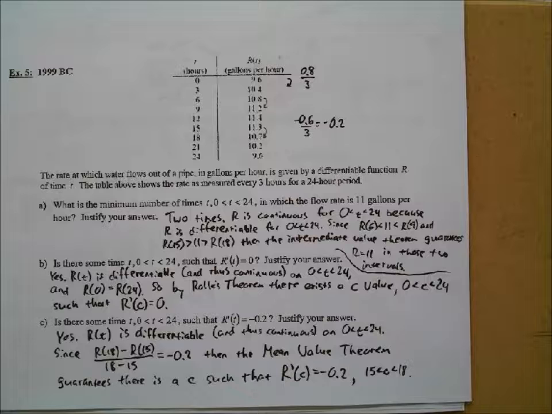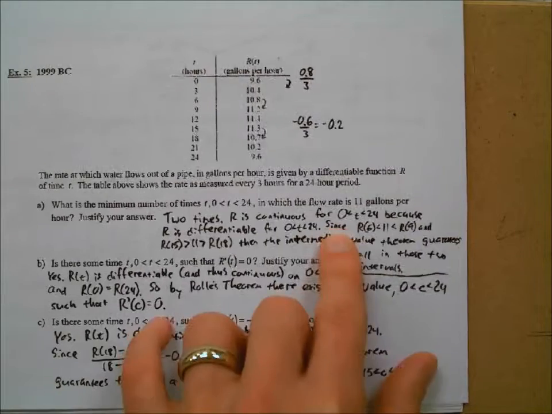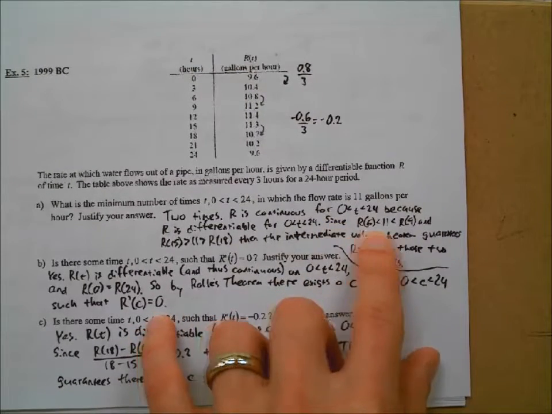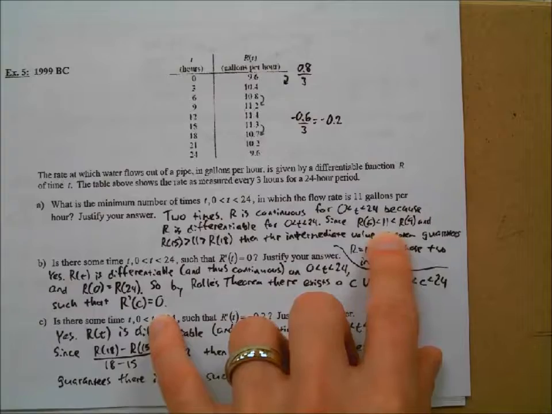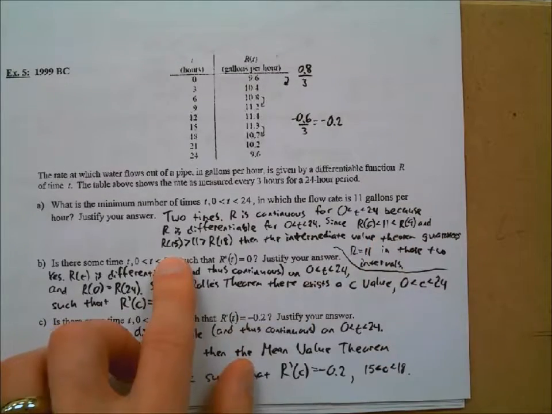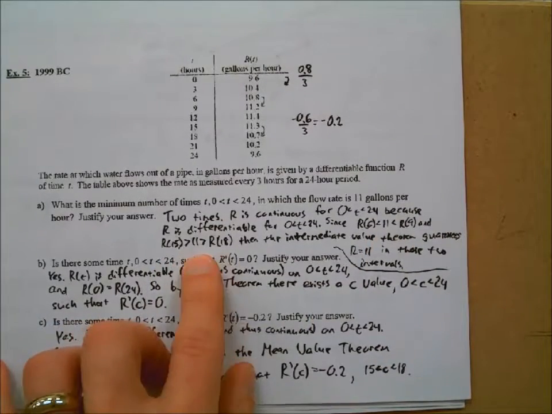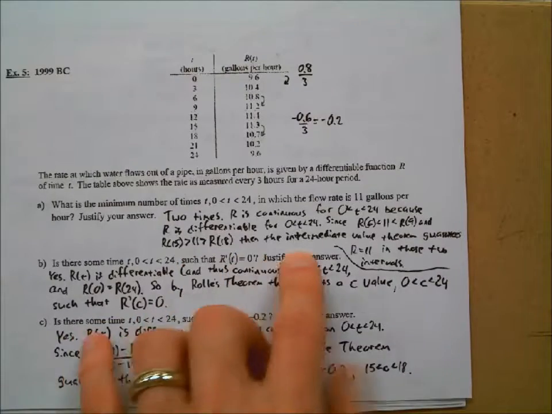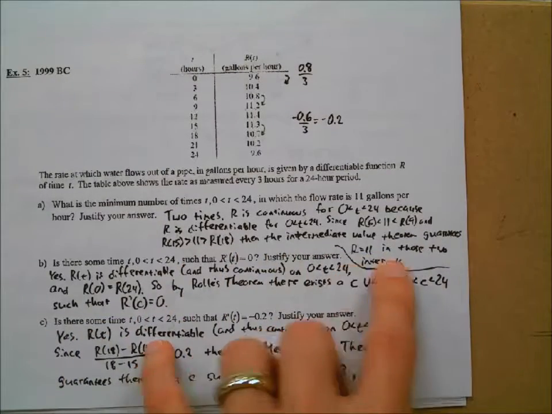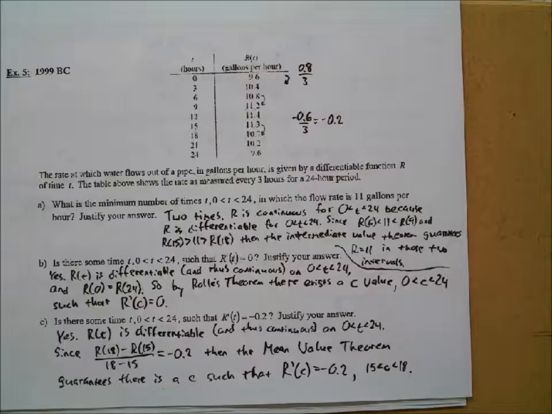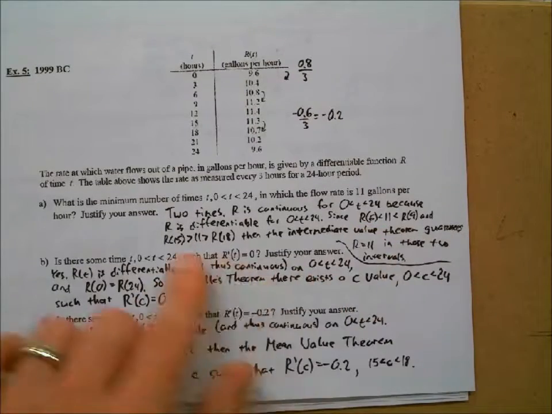Okay, so now, once we've established that, we can then say, since R of 6 is less than 11 and R of 9 is greater than 11, and since R of 15 is greater than 11 and R of 18 is less than 11, then the intermediate value theorem guarantees that R is 11 in those two intervals, the intervals from 6 to 9 and from 15 to 18.